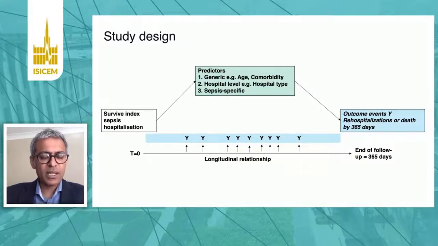As I described earlier, the systematic reviews highlight the key predictors that are freely available to most of us as the sepsis survivor leaves hospital. And the goal here was to use these predictors such as age, comorbidity, generic predictors, hospital type, sepsis-specific predictors like site of infection, for example, to see whether we can develop a prediction score or a prognostic score to predict these risks.